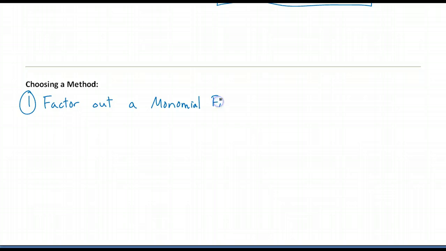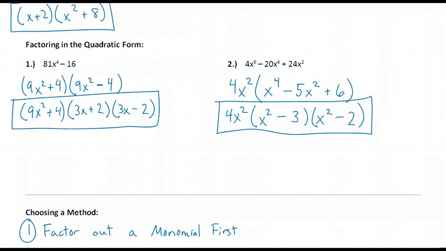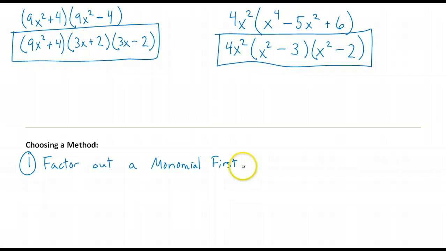The last thing I want to go over is choosing a method. To choose a method, step 1, always factor out a monomial first. Now that's not always going to happen. If you look at example 1, there was no monomial that I could factor out. In example 2, there was. So factor out a monomial first, if possible.